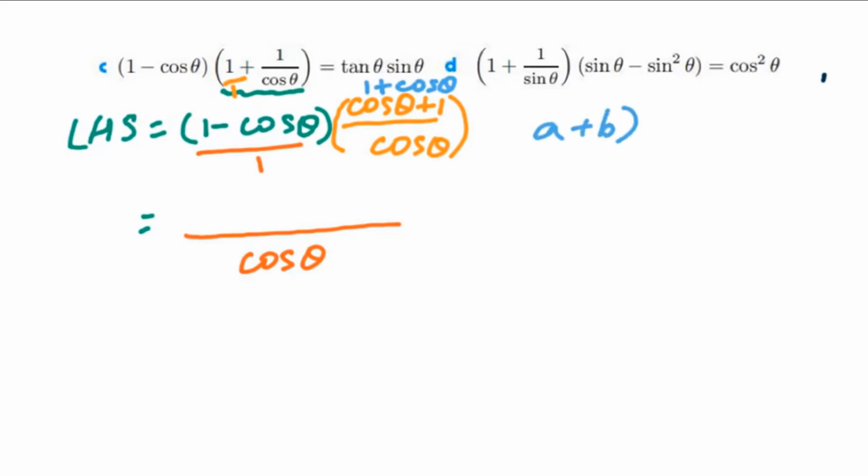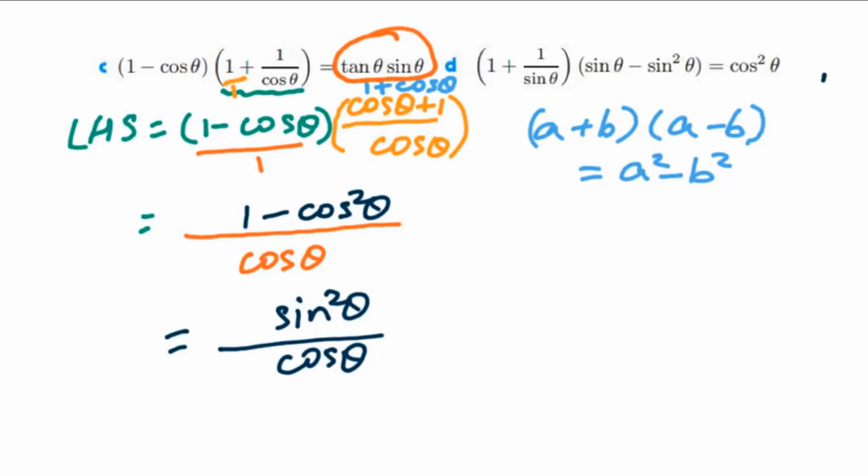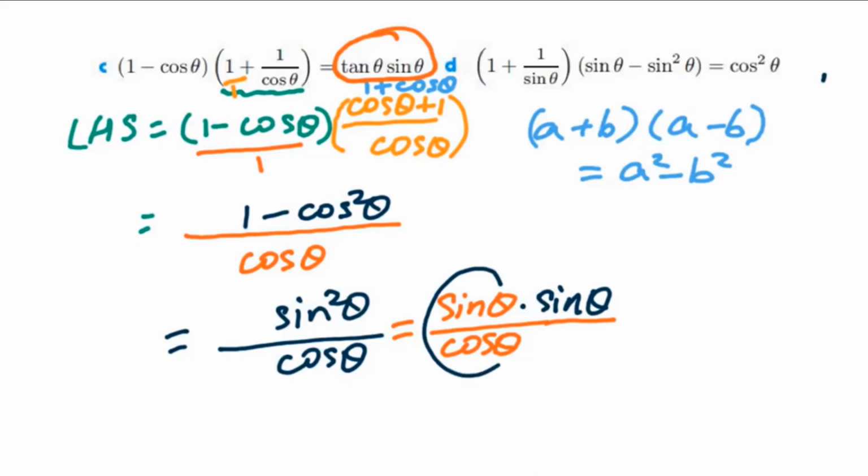So we can do A plus B times A minus B. Conjugate multiply. We got A squared minus B squared. So we got the 1 minus cosine square theta. That is the sine square theta over cosine theta. Now you need to analyze this trig expression on the right side of this trig identities. We need a tangent theta. We know that sine theta over cosine theta, that's tangent theta. So for sine square theta, I can write down sine theta times sine theta. And for this part, that's a tangent theta. So you got the tangent theta times sine theta equals right hand side.